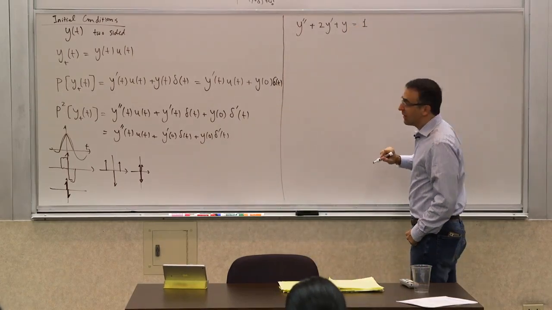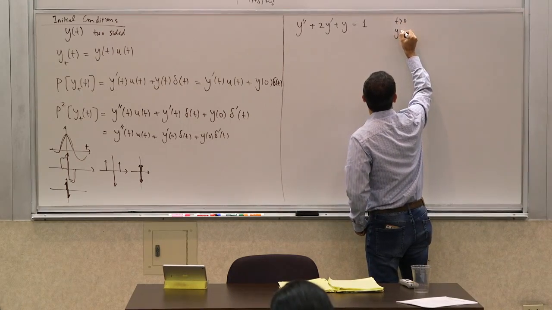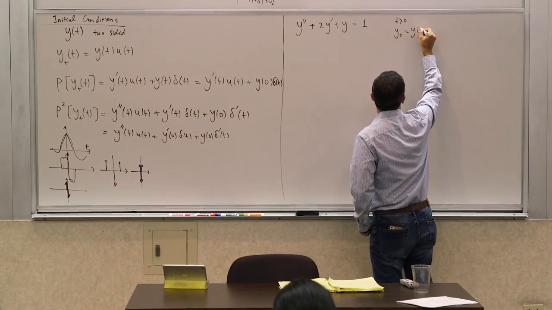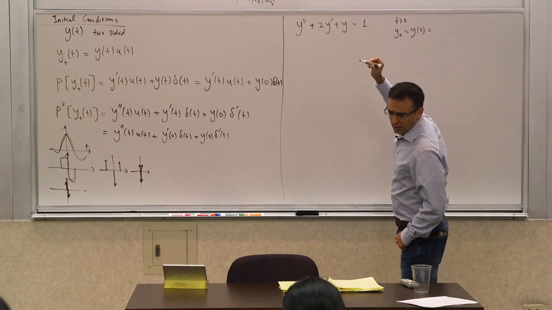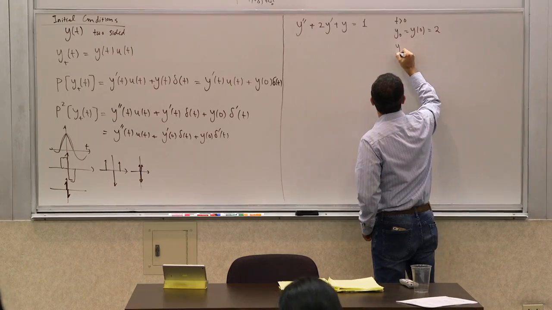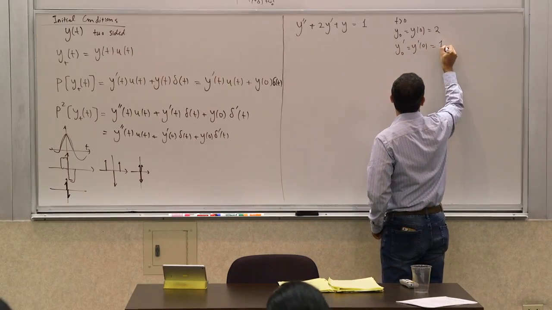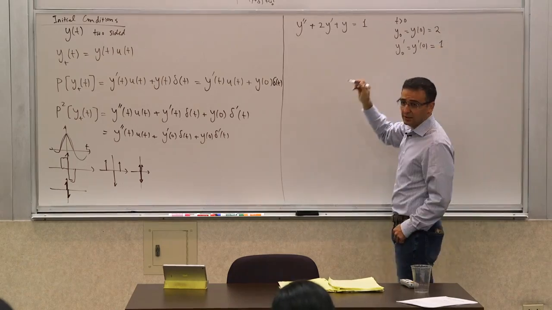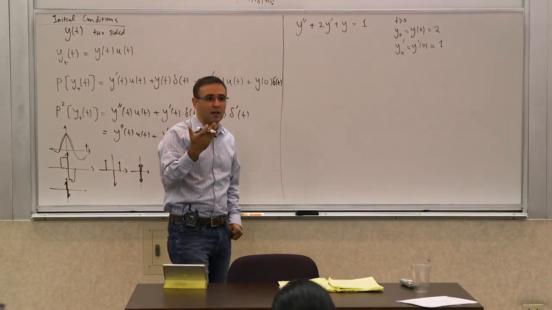And let's say we are interested at t greater than 0, and we have y(0), the initial condition at time 0, for the value of y is 2. And then we have y prime of 0 to be 1. So there are two initial conditions. Of course, this is a second order differential equation. You need two initial conditions to define a solution, right?